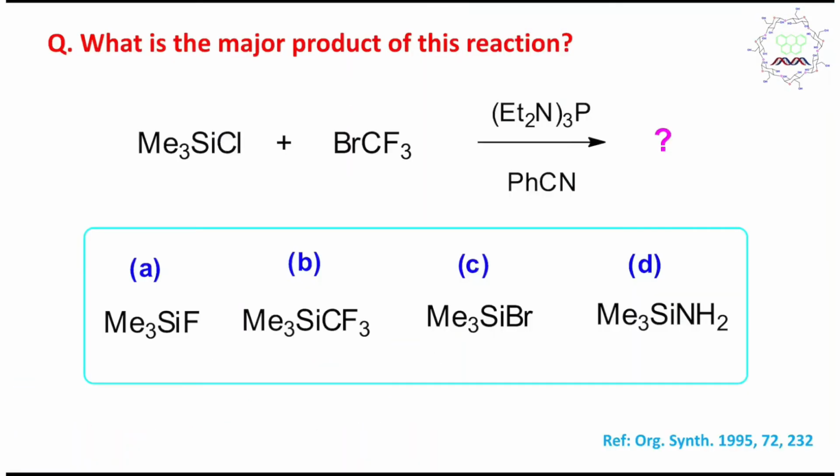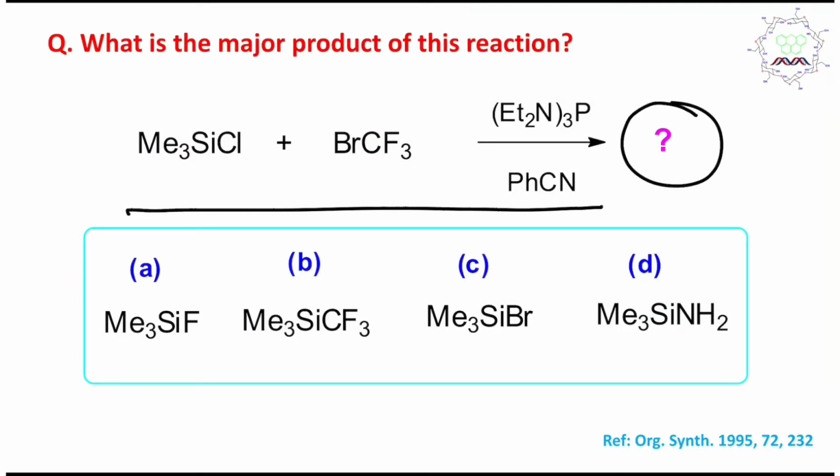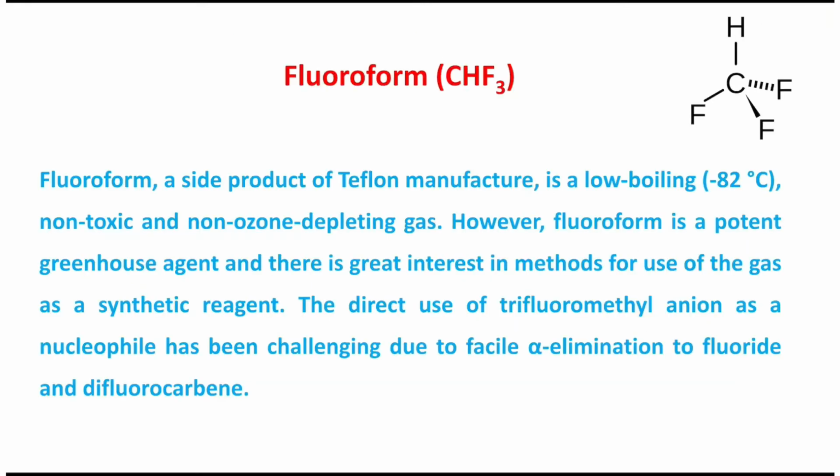So let's first go to the MCQ. What is the major product of this reaction? You can see four options are provided and one of them is the right answer. Students, please pause the video, try by yourself and write a few words of explanation about your answer. Don't worry, at the end of the discussion you will get the right answer. So let's go to the main topic of discussion, that is fluoroform.